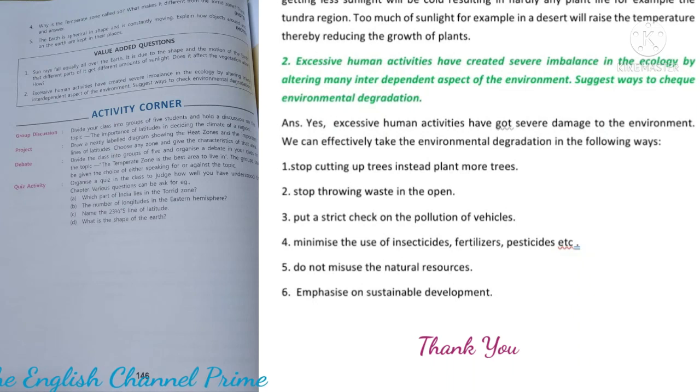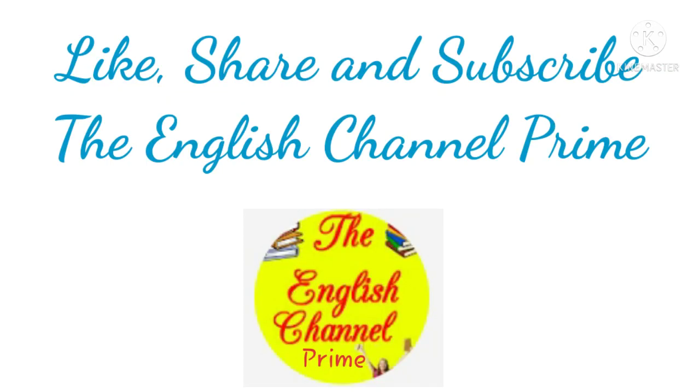Yes, excessive human activities have caused severe damage to the environment. We can effectively check the environmental degradation in the following ways. First, stop cutting of trees, instead plant more trees. Second, stop throwing waste in the open. Third, put a strict check on the pollution of the vehicles. Fourth, minimize the use of insecticides, fertilizers, pesticides, etc. Fifth, do not misuse the natural resources. Done, children? Hope you understand everything.